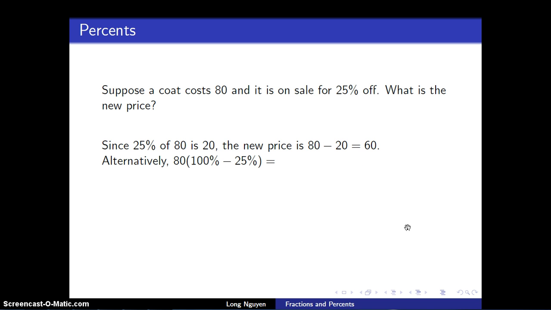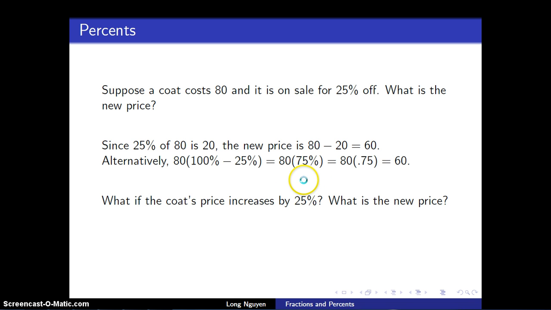Another way of doing this is that we can think about the 25% off as 25% off of 100%, which is the original price. And so I can take 25% away from 100%, so that leaves 75%. Then we do that problem we did earlier by changing this into a decimal and multiplying. So in both cases we have the same answer.